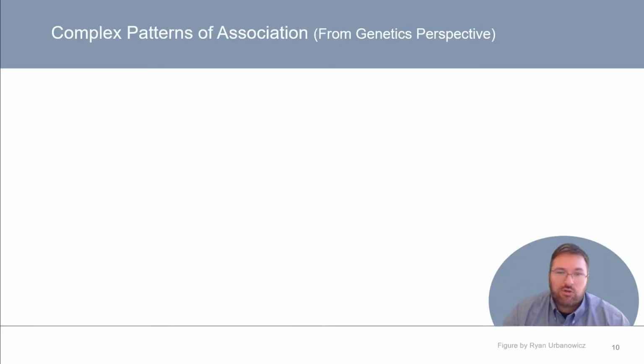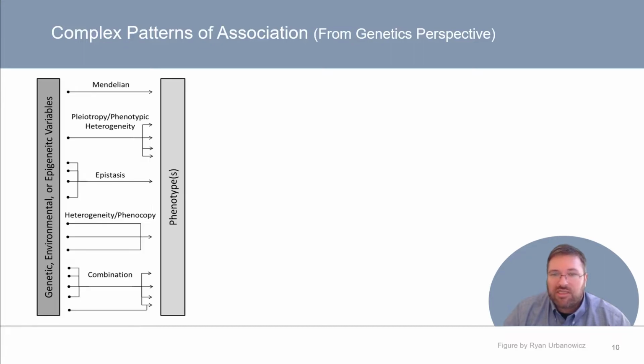Now let's take a closer look at the challenge of complex patterns of association in data. We'll do this from the perspective of genetic data. First, here's a schematic attempting to illustrate some of the possible ways that features on the left can be associated with outcome or phenotype on the right. Here, the word phenotype just refers to some trait of an organism. Over the next few slides, we're going to use phenotype and outcome interchangeably.